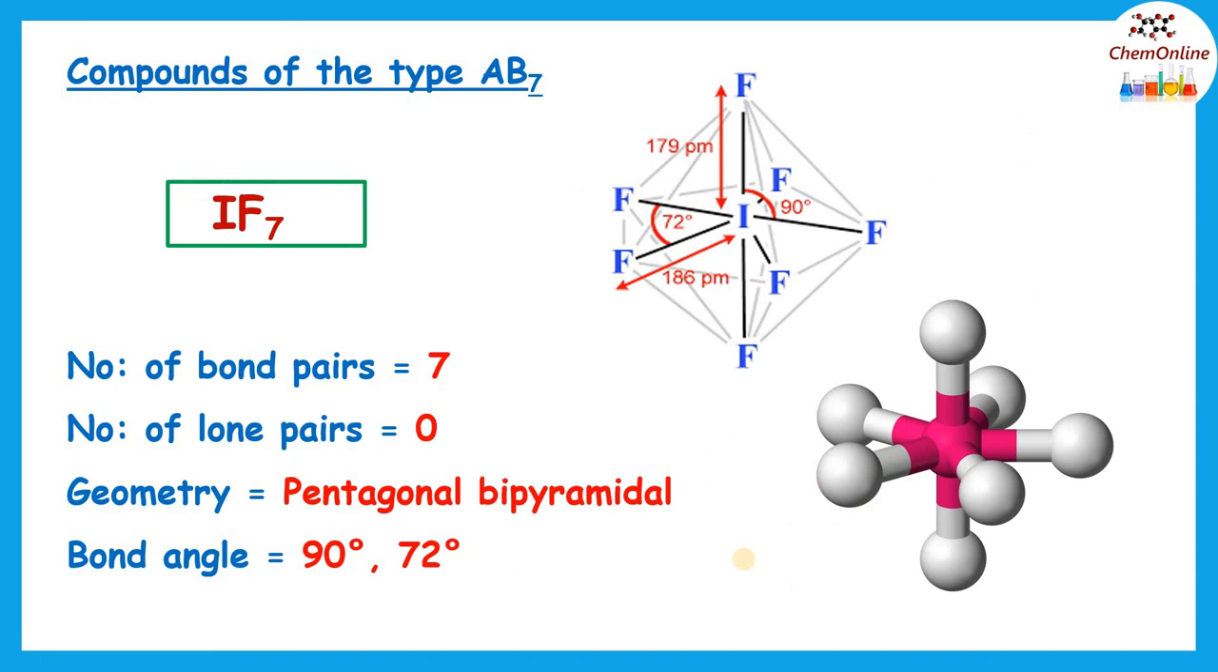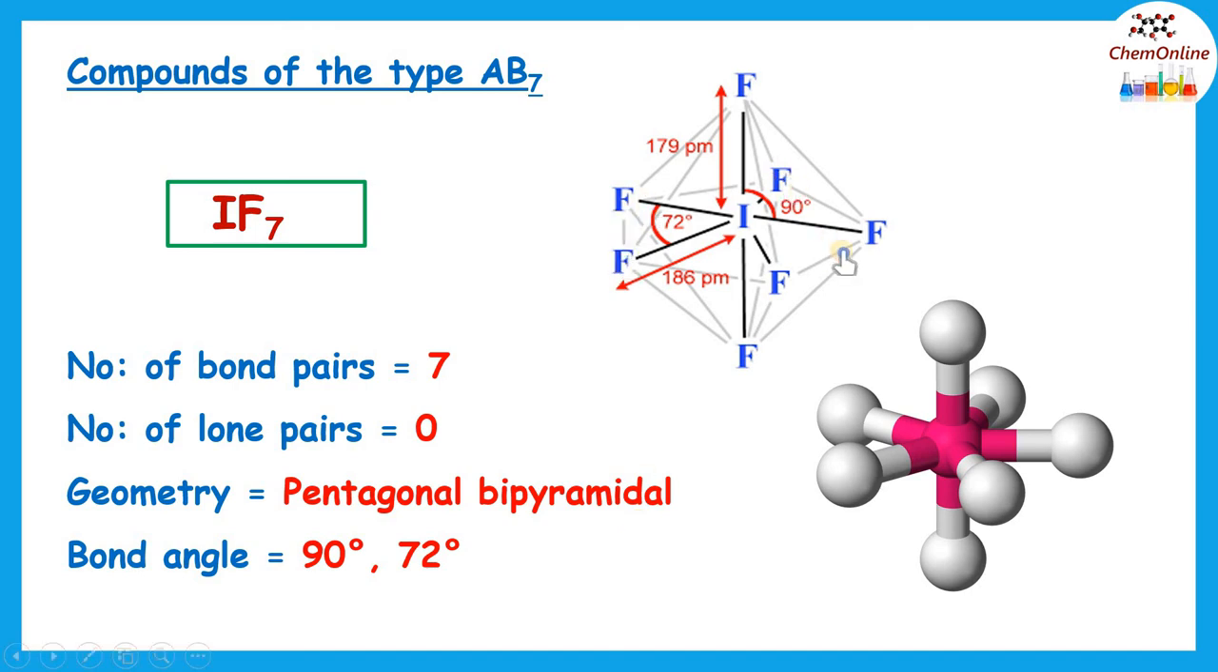And the last is the compounds of the type AB7. That is IF7. It is an interhalogen compound of iodine and fluorine. Iodine has 7 valence electrons which form bonds with the 7 fluorine atoms. The number of bond pairs is 7. The number of lone pairs is 0. And in order to minimize the repulsion, the molecule will adopt a pentagonal bipyramidal geometry.